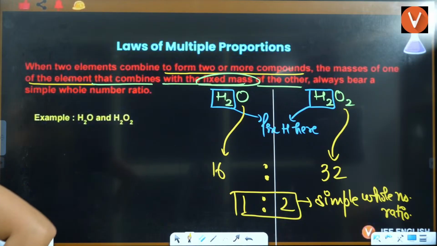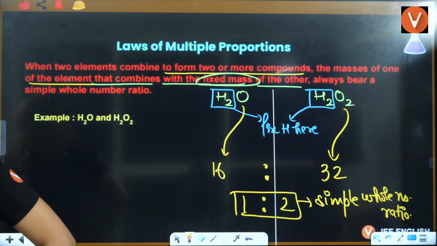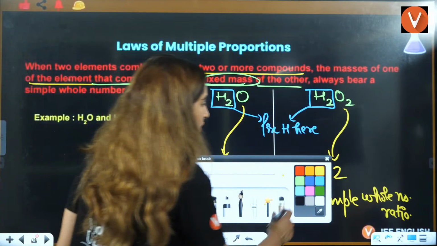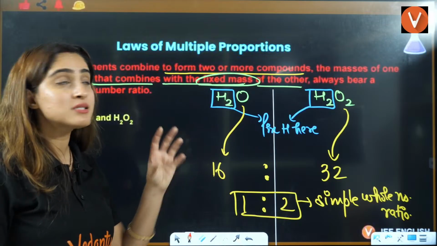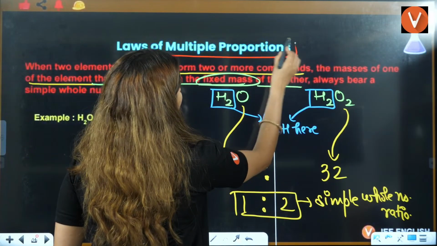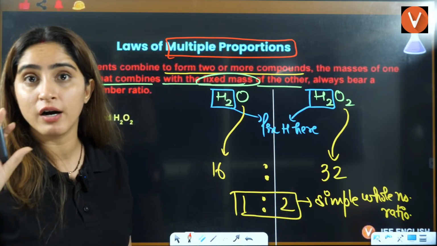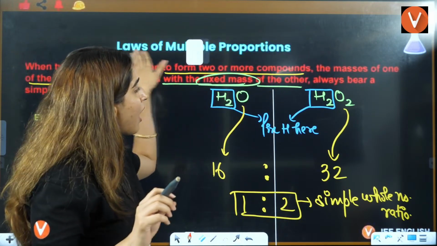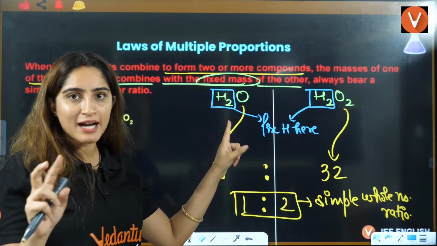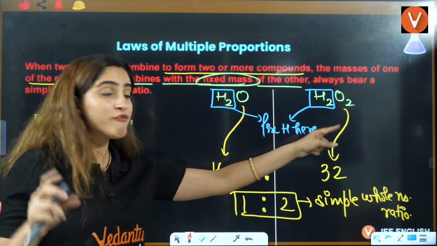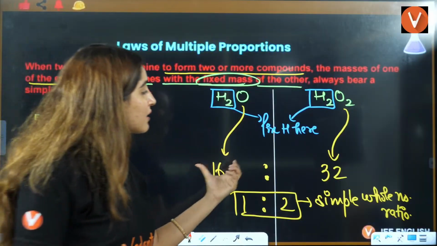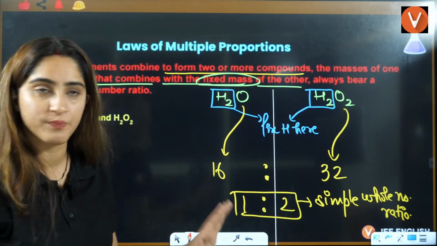Okay. Everybody, is that clear? Yes, students. Is that clear? Right? This is the law of multiple proportion. Why I'm teaching you with the help of an example is so that you can see that one of the atoms has a fixed mass, and the ratio of the other, where the mass is not fixed, is going to be in the simple whole number ratio.